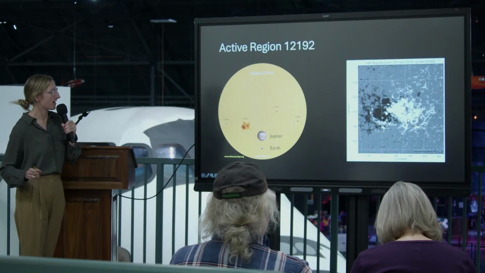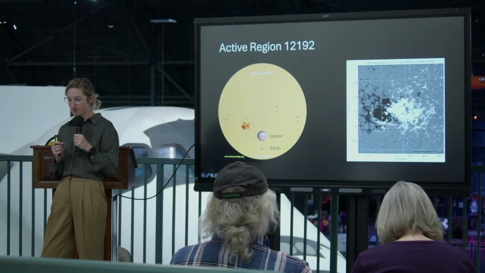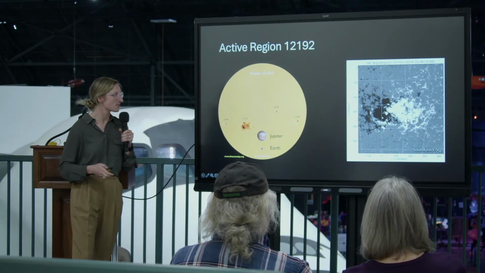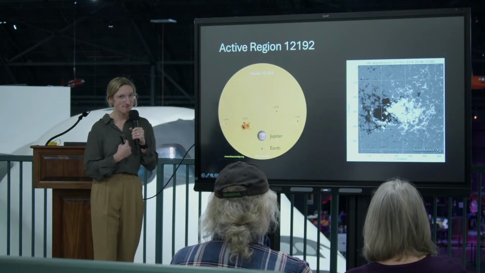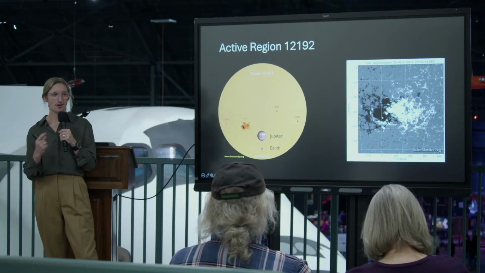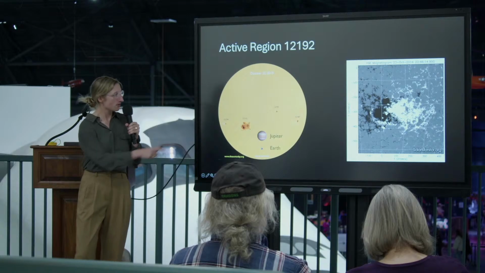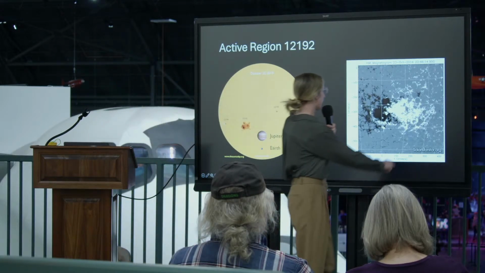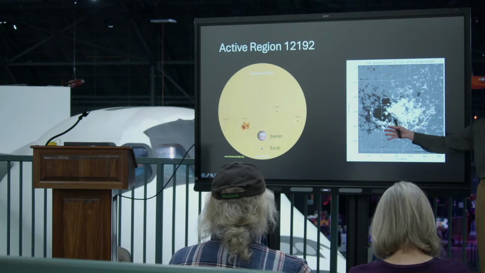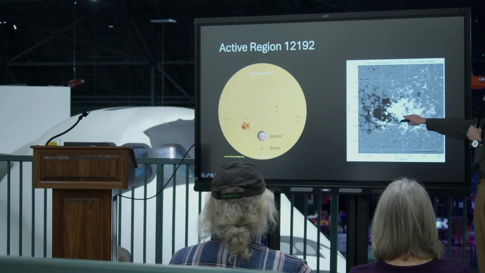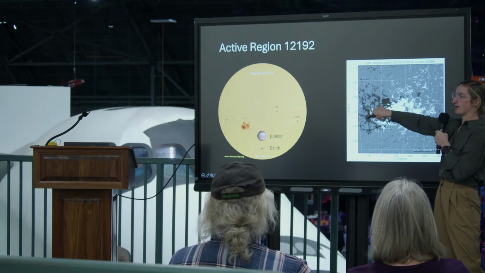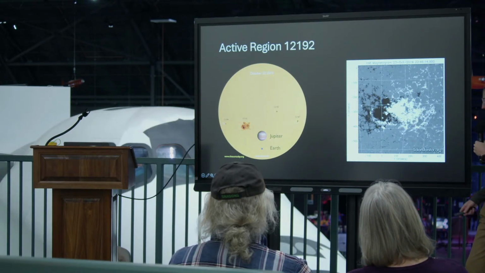So to give an example tying together solar flares and CMEs, I want to talk about active region 12192, which is my favorite active region. And an active region is basically a collection of sunspots. So here we have an image of a magnetogram, which shows basically the sun's magnetic field, where the white is the magnetic field coming out of the sun, and the black areas are the magnetic field going back into the sun.